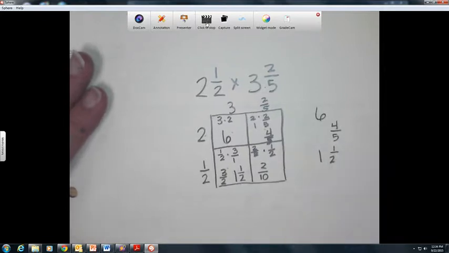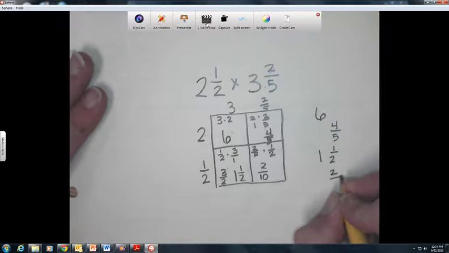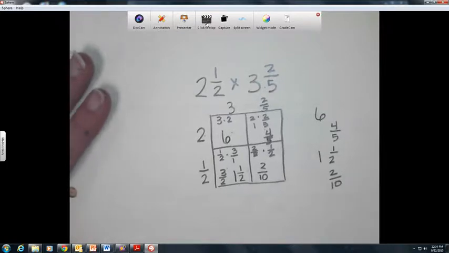Then I'm going to add the 2/10. What would be a common denominator that would be good to use for this? What would be a good common denominator to use for this?